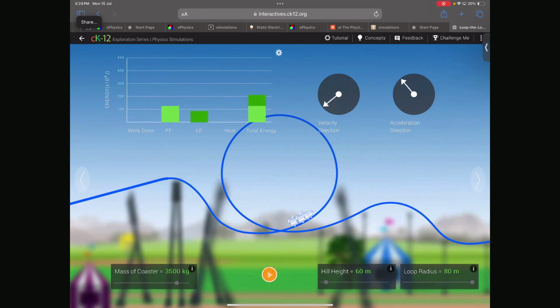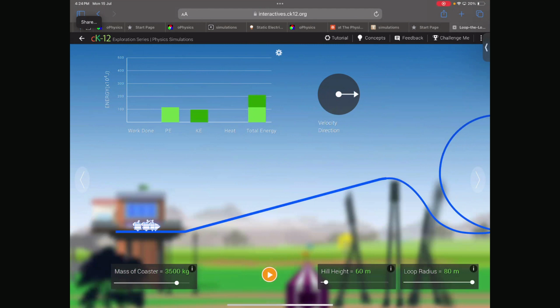Why did it fail? Very obvious. This is like an O-level question. Why did it fail? Not enough GP, right? Because it didn't have enough KE.